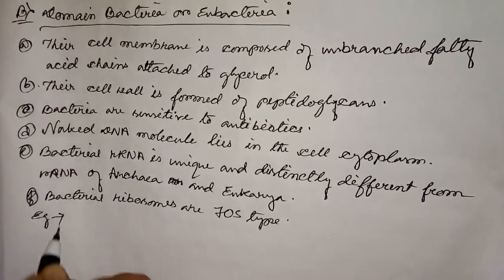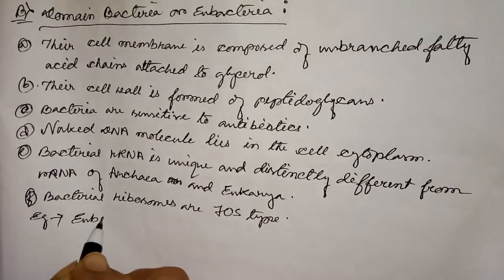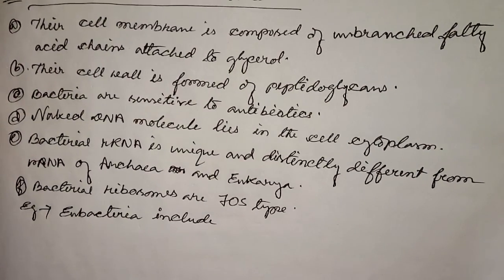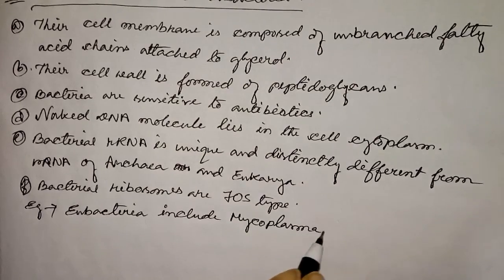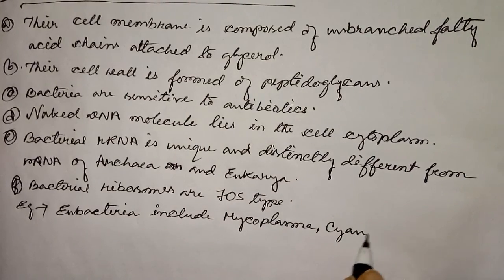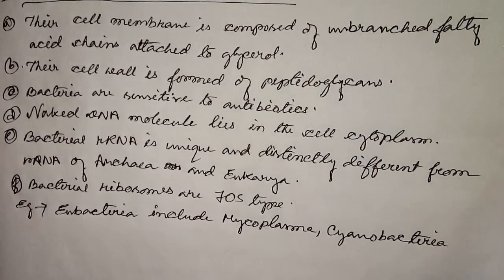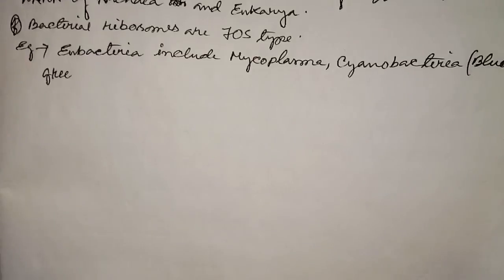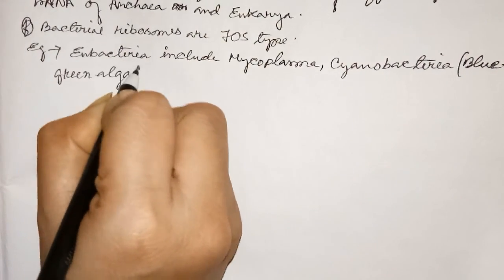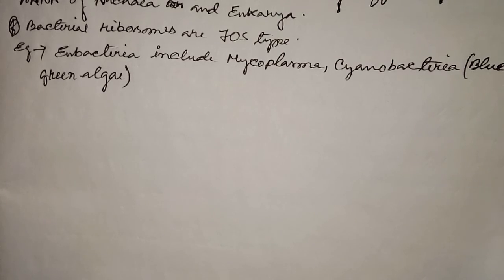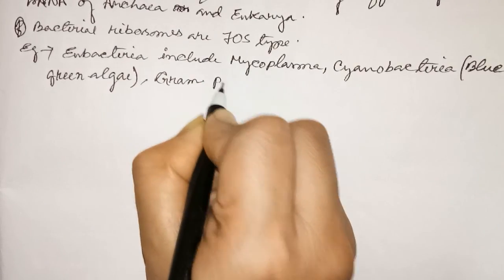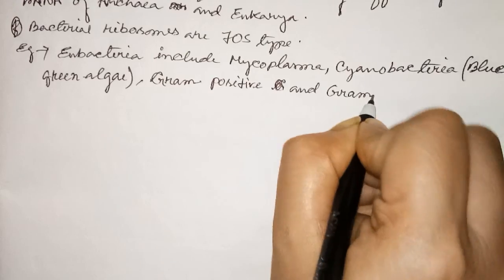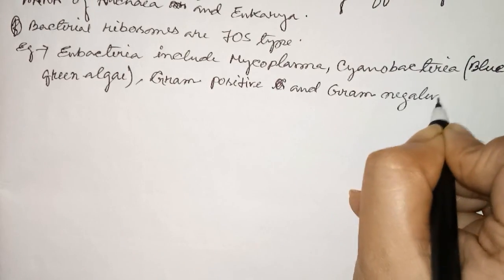Now some examples of bacteria, eubacteria, include mycoplasma, cyanobacteria, that means blue-green algae, and gram-positive and gram-negative bacteria, etc.